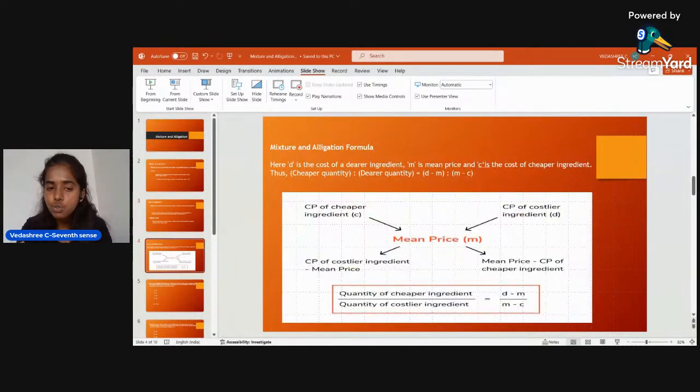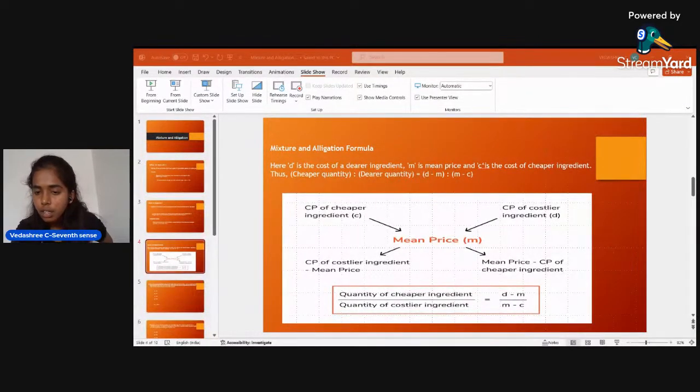So we have some formula to calculate the ratio or fraction. So here we have a formula. Is it understood? Am I audible?